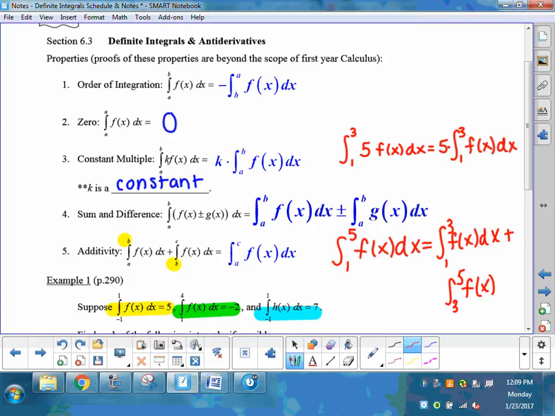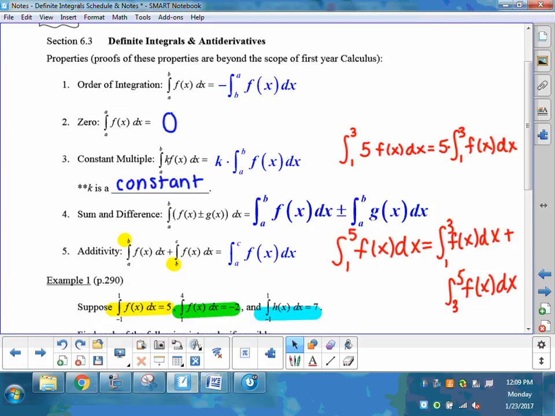Who's got another way to break that up? Hands up, please, if you can tell me. Do you have to split it right in the middle? No.